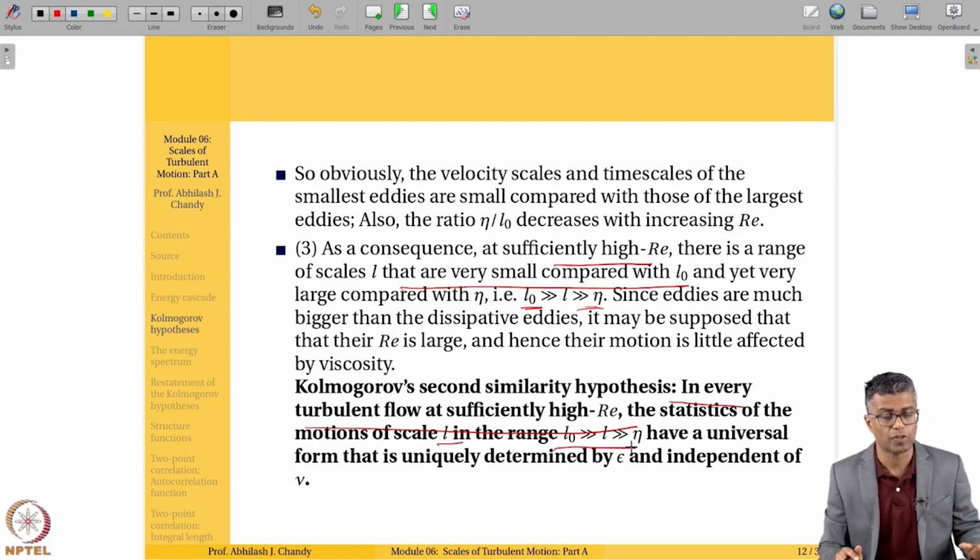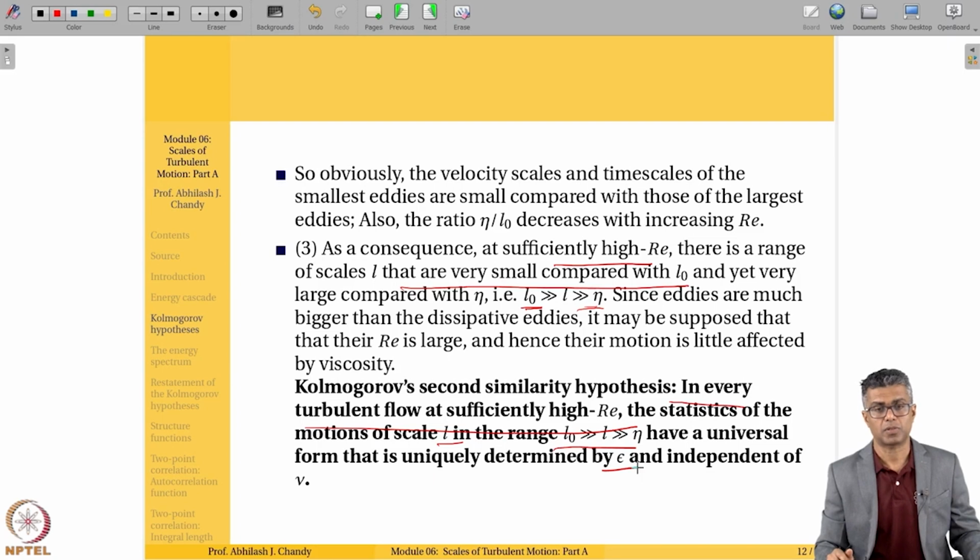We knew they had a universal form, but now he is restating this hypothesis by saying that these scales have a universal form that is uniquely determined by epsilon and independent of viscosity, because the Reynolds number is large enough that viscosity does not play a role at these scales. That's his second similarity hypothesis.